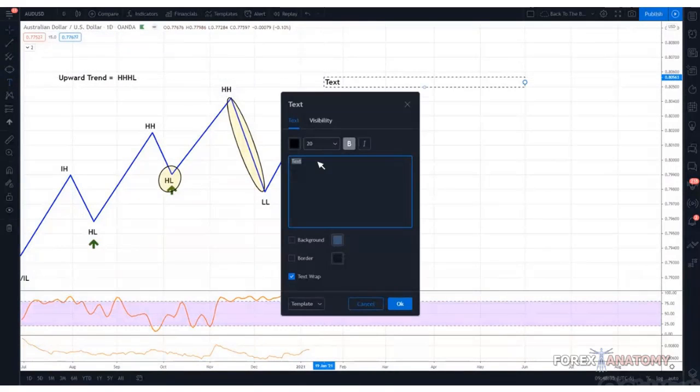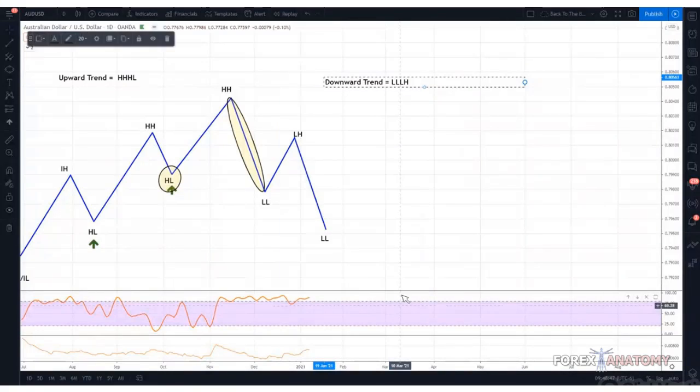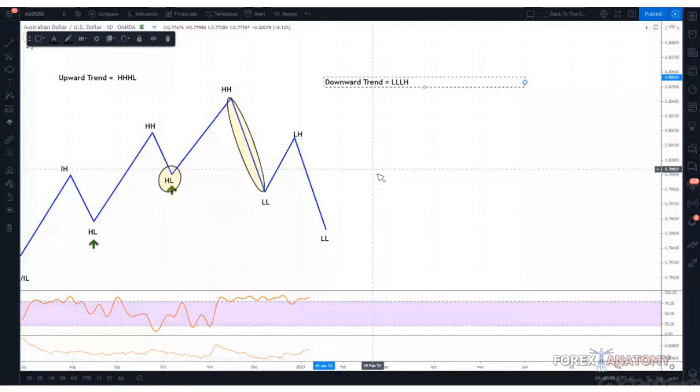We have downward trend equals lower low and lower high. It's constantly making fresh lows. Yeah, it's constantly making lower lows and lower highs, new lows and new highs.